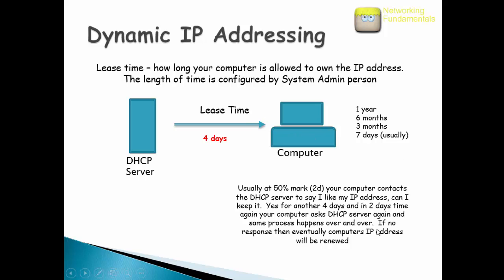And if there is no response, then eventually the computer's IP address will be renewed. So if it can't get a response from the DHCP server, then my IP address is released and renewed. I'm given a different IP address, and then possibly my previous IP address will be given to another device on the network. So that's your dynamic IP address.